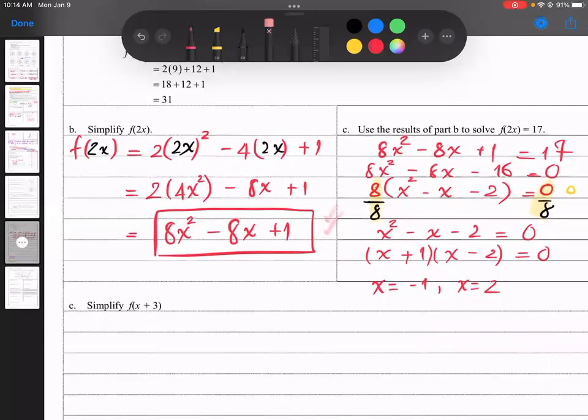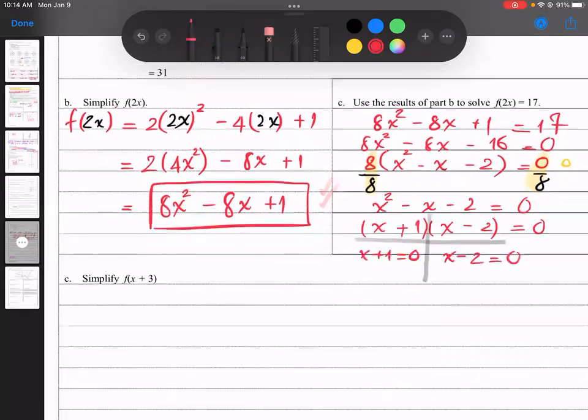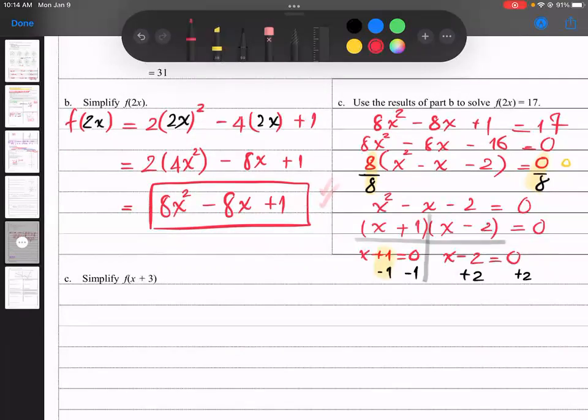Okay, let me do one more step. So I have x plus 1 equals 0, or x minus 2 equals 0. Subtract 1 from both sides; here you add 2 to both sides. So x equals -1 or x equals 2.